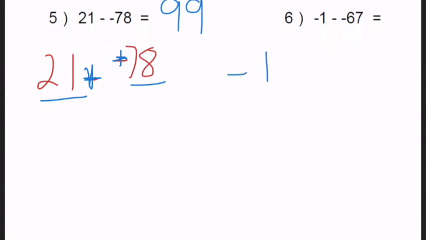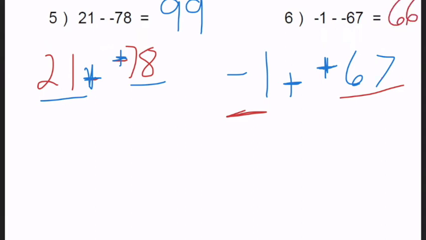Next one, negative 1 minus a negative 67. Change it to plus, change the next sign, and the sign of the next number is going to be a positive 67. So I have 67 and I have a negative 1, so I have to subtract them too, because those are the rules of the addition of negatives. So 67 minus 1 is 66, and I take the sign of the bigger absolute value, which is 67, so it's positive. So the answer is 66.